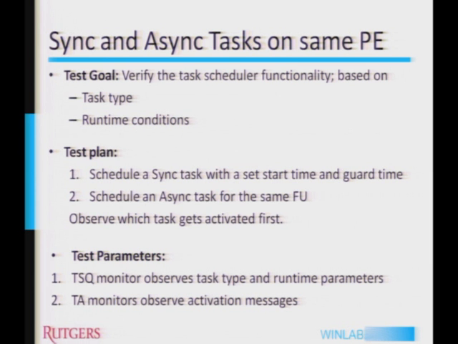So the verification goes behind the priority scheduling of the tasks, where you set up two different tasks, one of synchronous type and the other one of async type, and vary the parameters of the sync tasks to see which task gets activated first. So in our test case, we first schedule a sync task and then schedule an async task. And based on the rule, if the async task can be processed before the start time of the sync task, then it gets scheduled first.